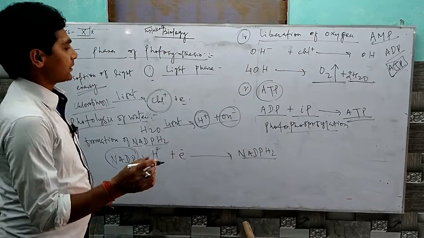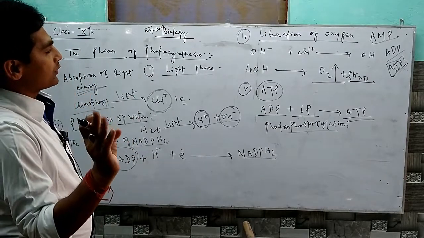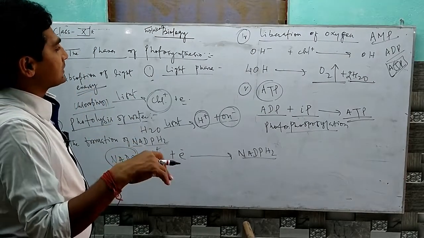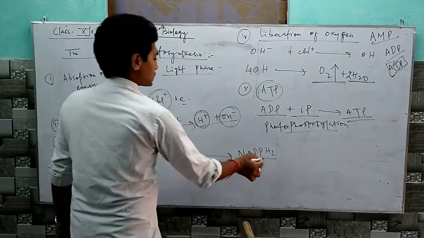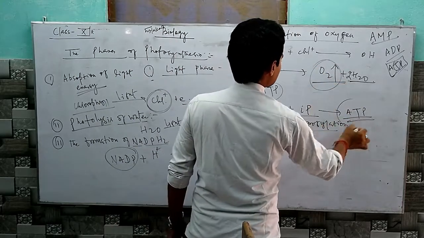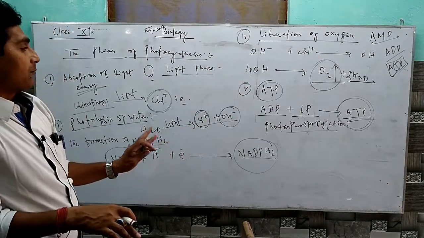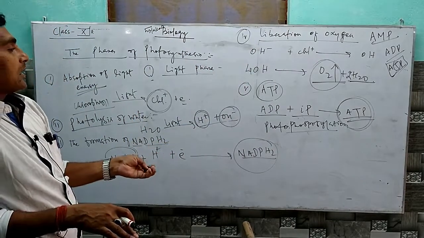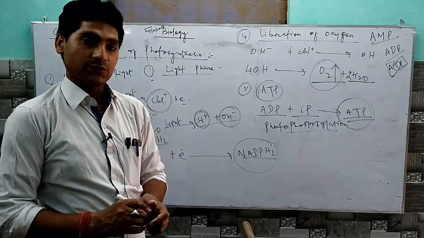Then three main products are formed in the light phase. First is NADPH2, second is oxygen, third is ATP. These are the three important products of the light phase, and in the next class we will discuss the dark phase. Okay, thank you.